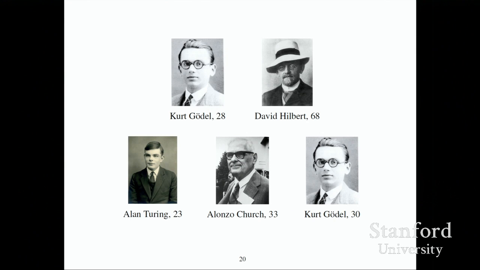Gödel was 28 when he undid the work of Hilbert, who was at the time 68. Turing was 23 when he resolved the impasse between Church, who was 33, and Gödel, who was by then an ancient 30. So all you young people in the audience, you know what to do. Right? It's your job to keep explaining to your elders when we've got it wrong.